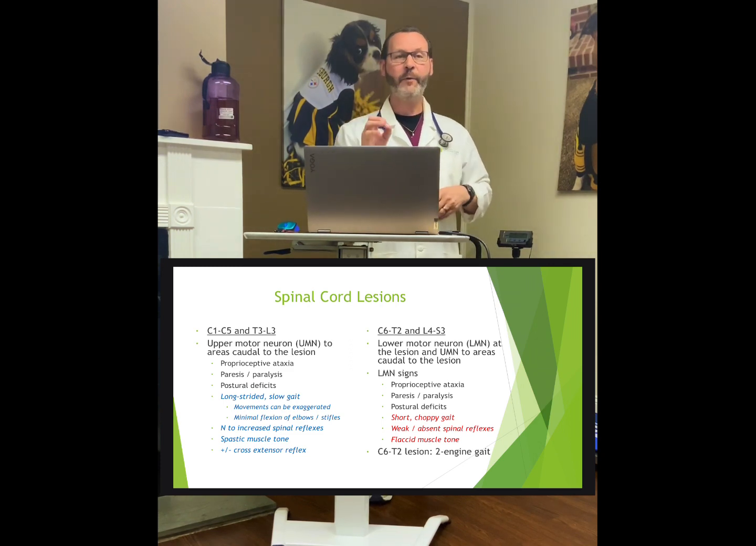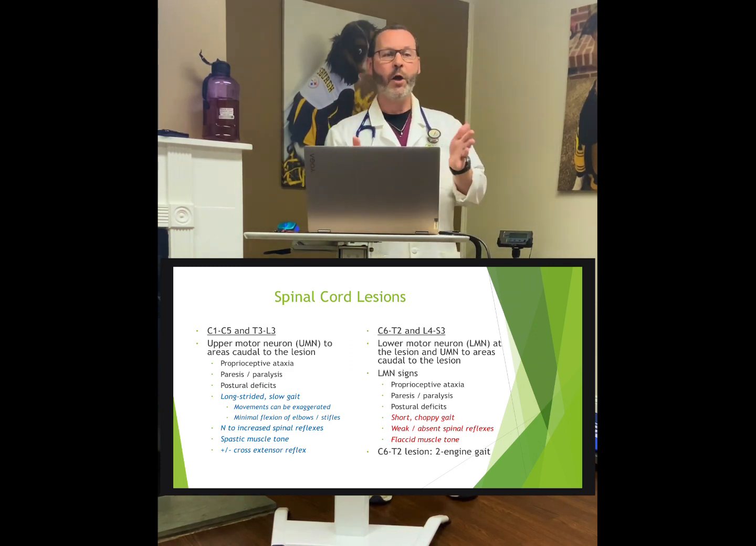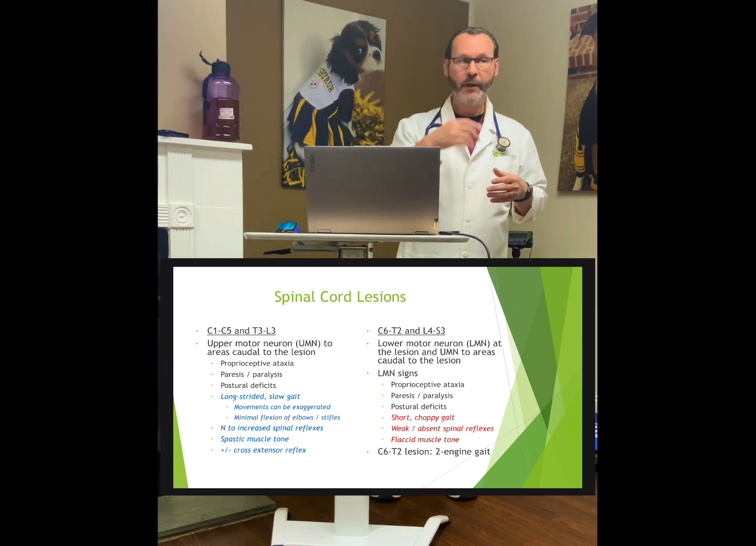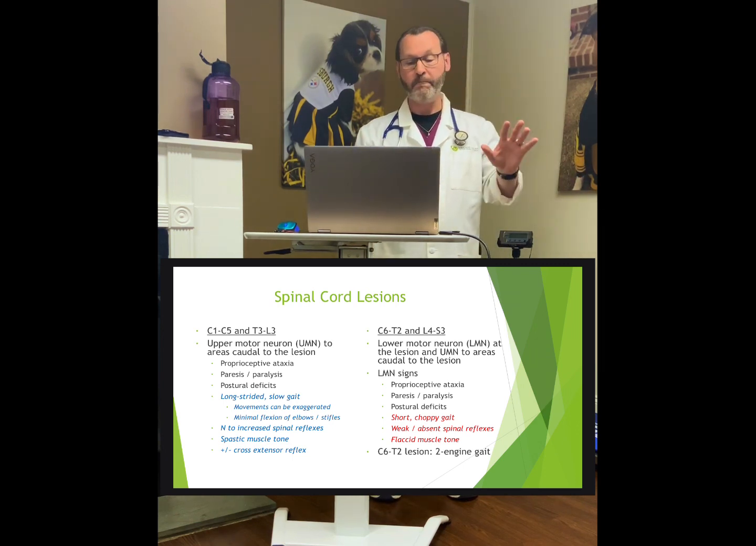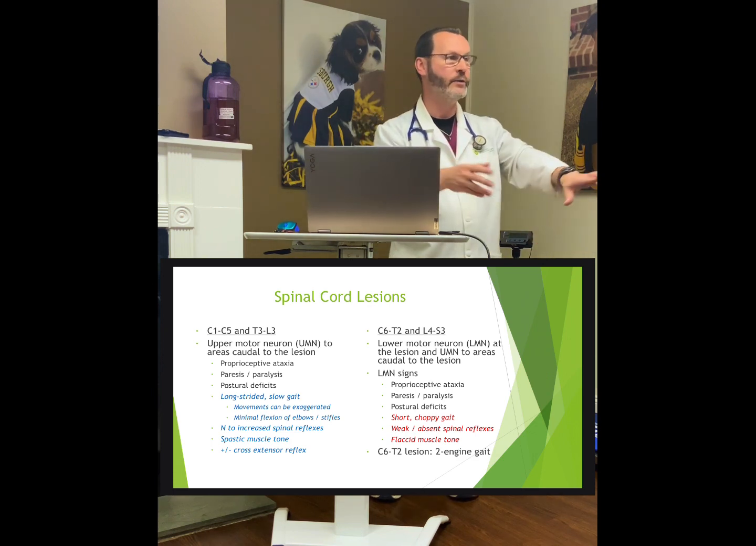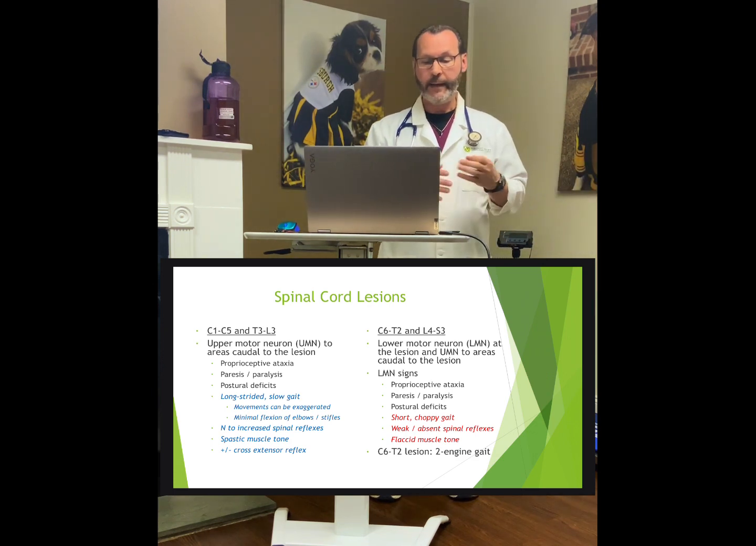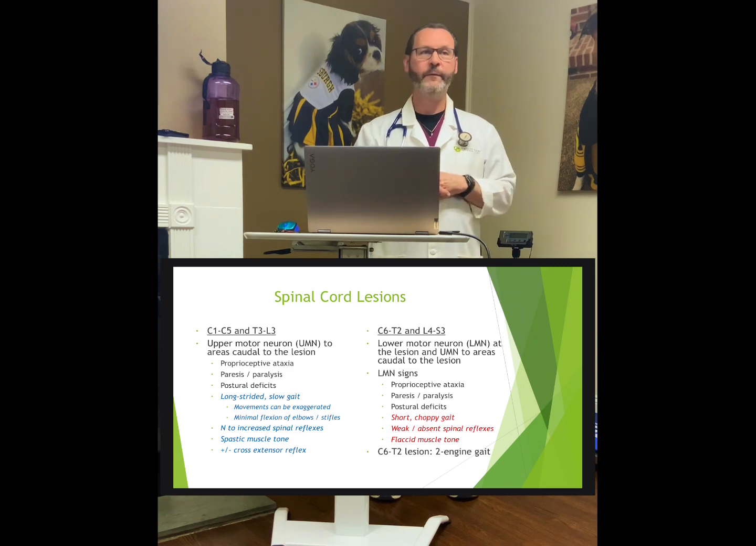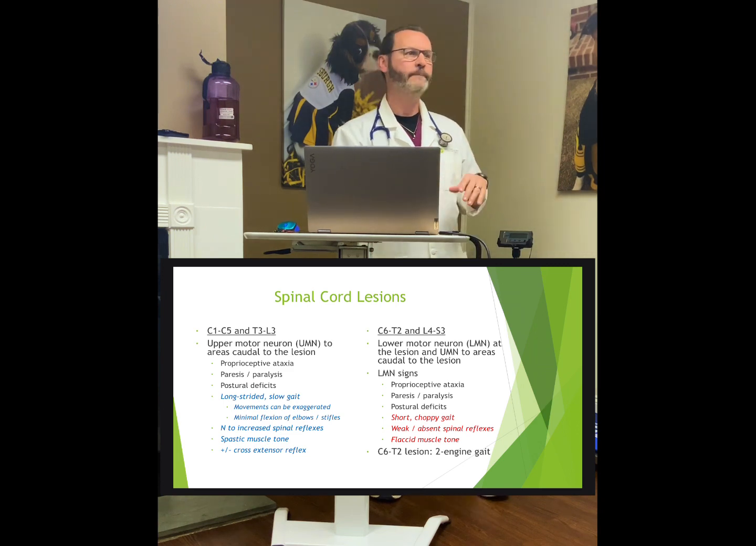But for an upper motor neuron lesion, you're going to have a long strided, slow gait. Movements can be exaggerated, but again, with minimal flexion of the elbows and the stifles. So they're going to be scuffing along and swaying whenever they move. They have normal to increased spinal reflexes. I want to take a special note for that.